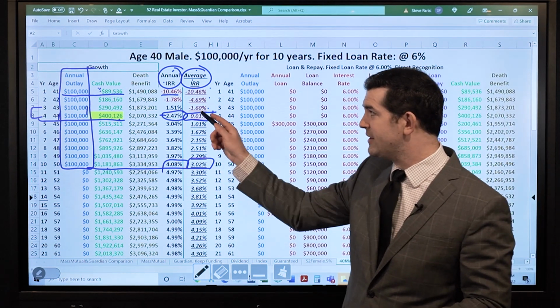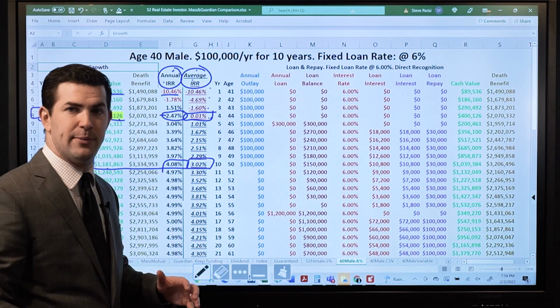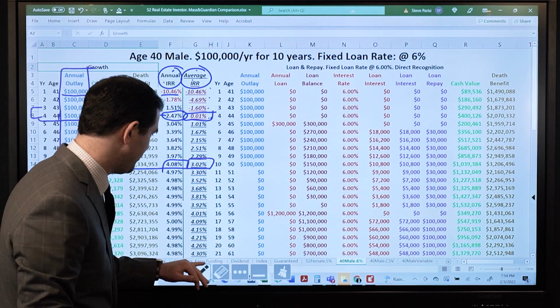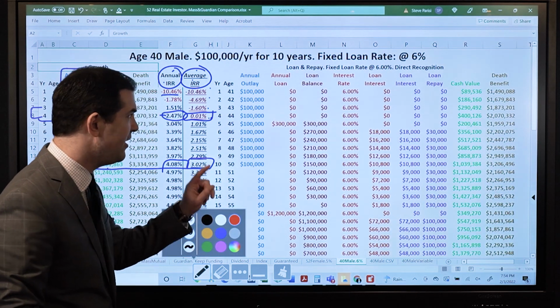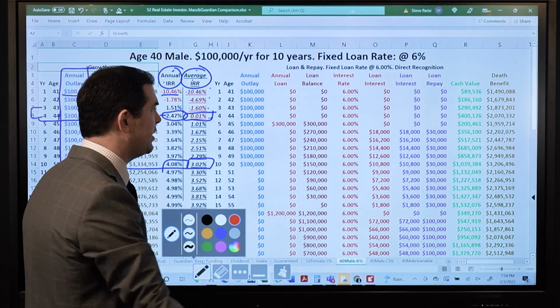So we spent a decent amount of time on the internal rate of return there. The reason why is because people are often asking about that. So I want to make sure that if that's been on your mind, I hit on it. But the reason why is when we look at a model with a direct policy loan, here we go.